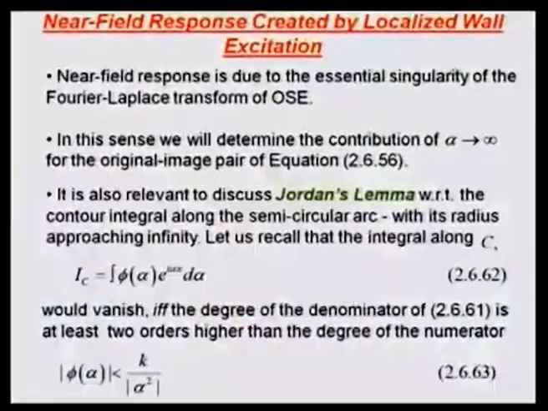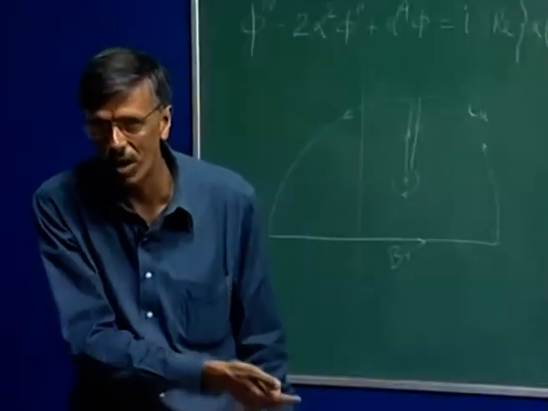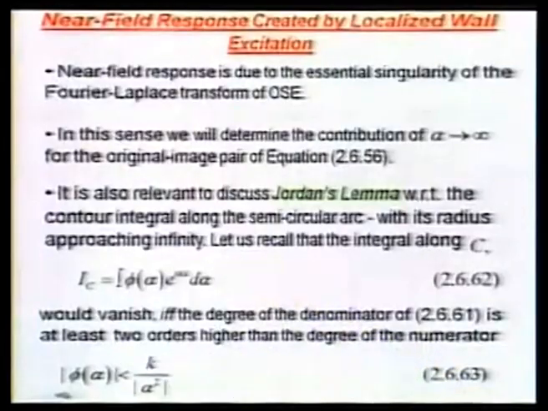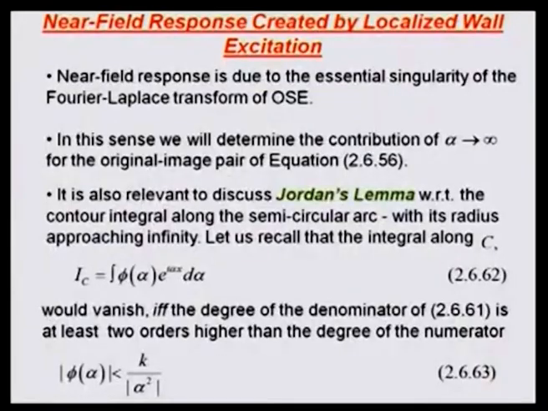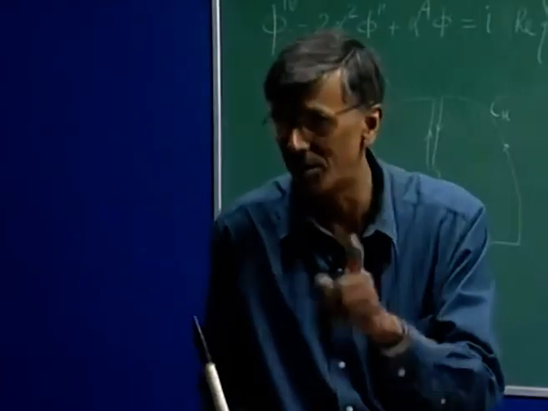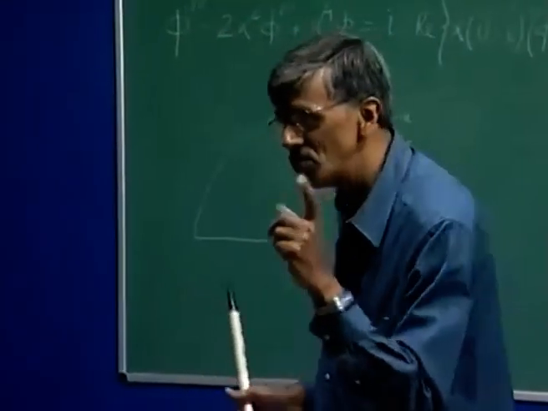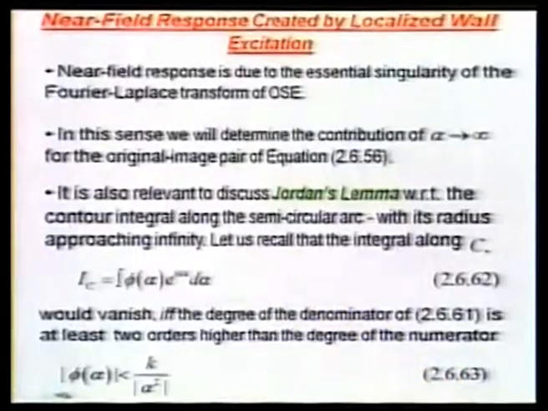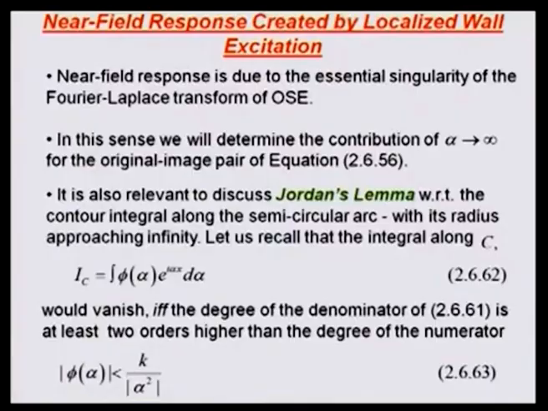It should have again a numerator by denominator, like what we saw in the morning today itself. However, it should not only be a rational fraction kind of a thing, but the order of the denominator must be at least 2 degrees higher than the order of the numerator. If it is not, then you cannot show that Jordan's lemma is valid.